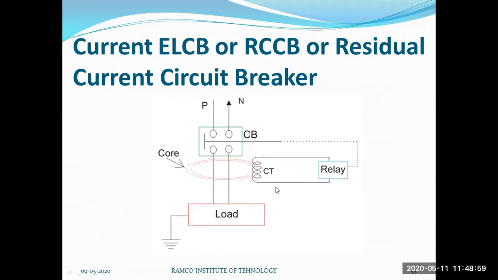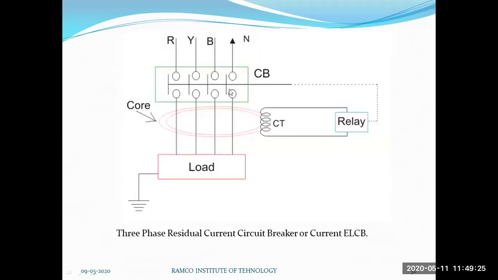Then your relay will be activated. When there is a difference in current, the difference in current will produce an MMF, right? So your transformer will be activated, which will send a signal to your relay. The relay will be activated and then the relay will disconnect your load from the supply. This is your residual current circuit breaker or current earth leakage circuit breaker.